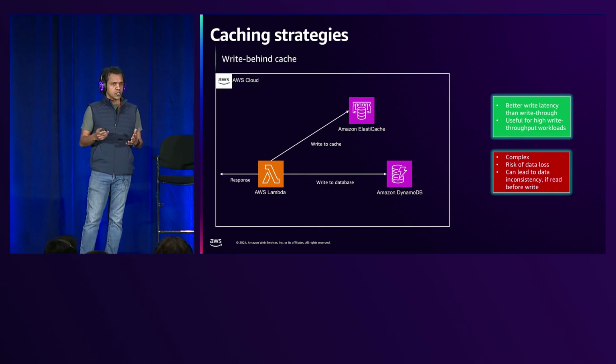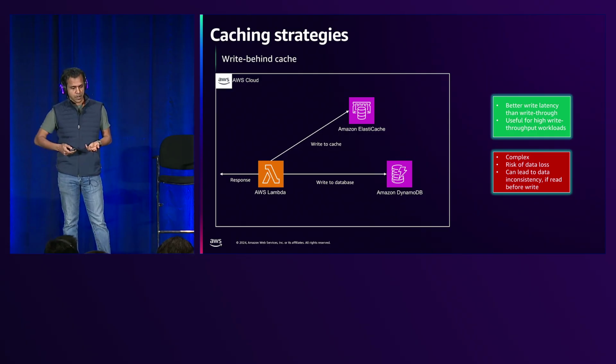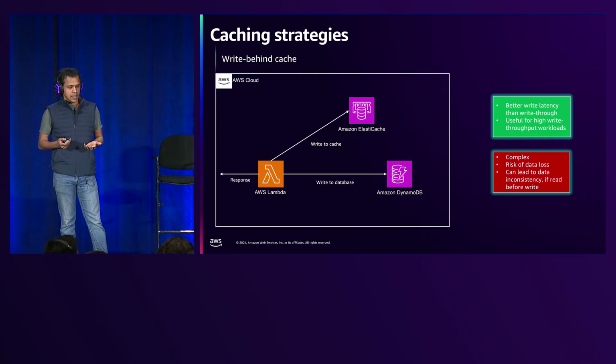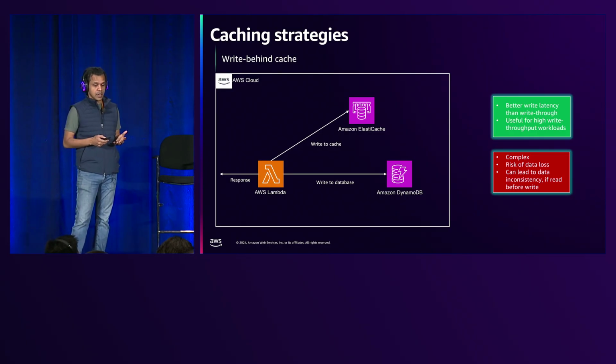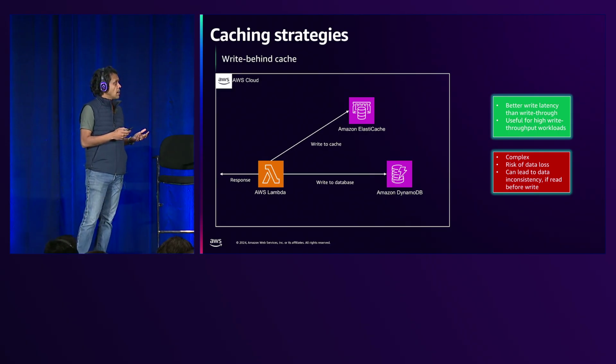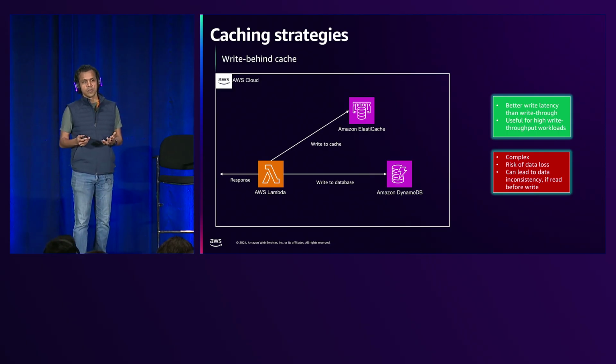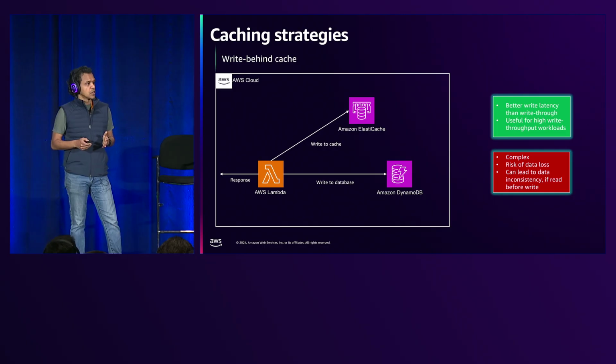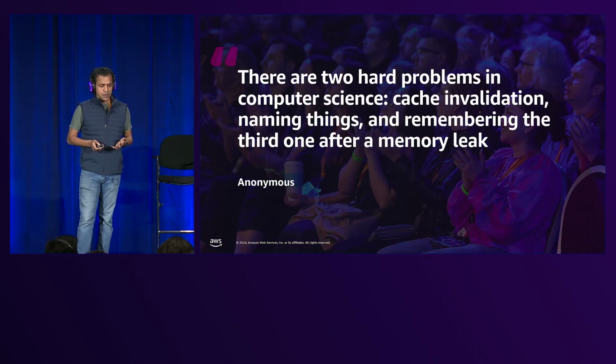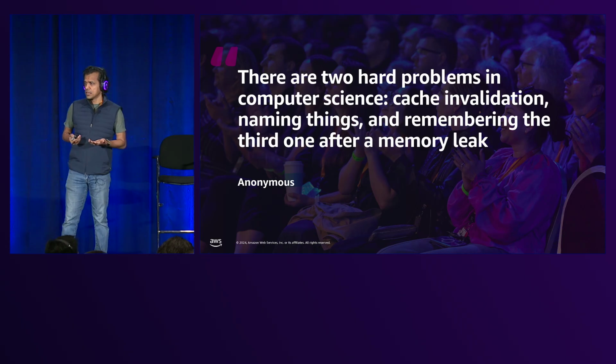You're writing to the cache, which is usually fast because you're writing into memory, and then you respond back to the application. Right, so you have better write latency, and it is very useful for applications that have higher write throughput, right? Because if you're writing very, very frequently, you can just write to the cache and then asynchronously write to the database. Now, the downsides are somewhat obvious, right?